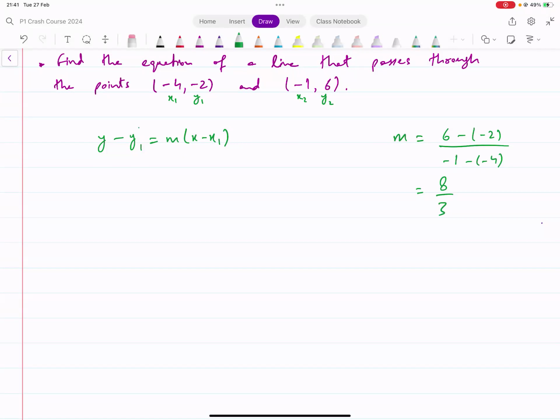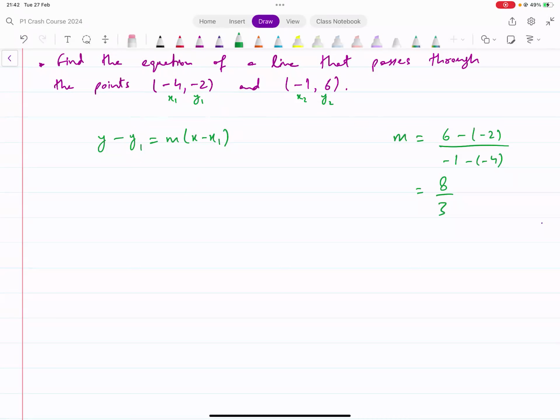Then in place of x1, y1, you can input any one of these 2 points. It doesn't matter which one. It's not necessary that you have called this x1, y1 for finding the gradient. You can input any of those points. Okay, let's do that now.